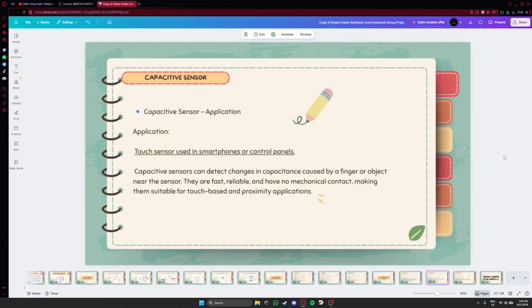For the capacitive sensor, we can use it in a touch sensor used in smartphones or control panels. Capacitive sensors can detect changes in capacitance caused by a finger or object near the sensor. They are fast, reliable, and have no mechanical contact, making them suitable for touch-based and proximity applications.